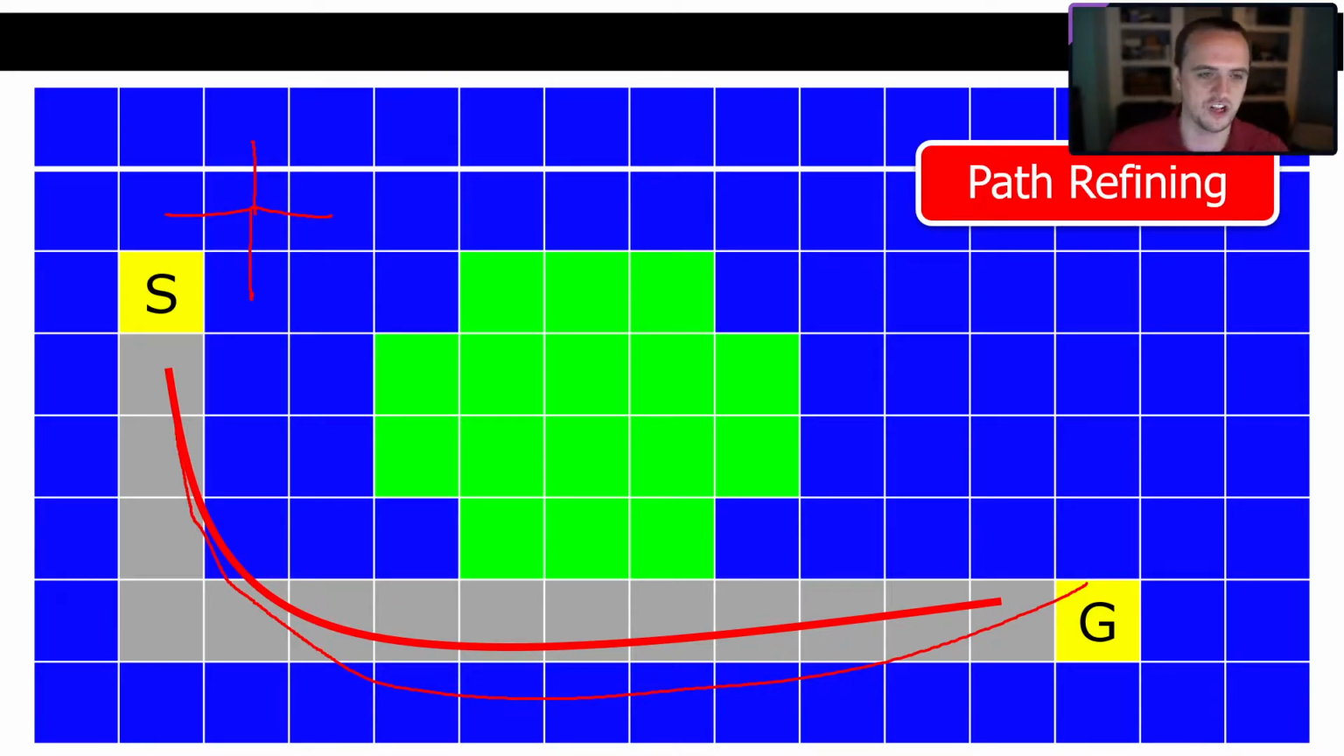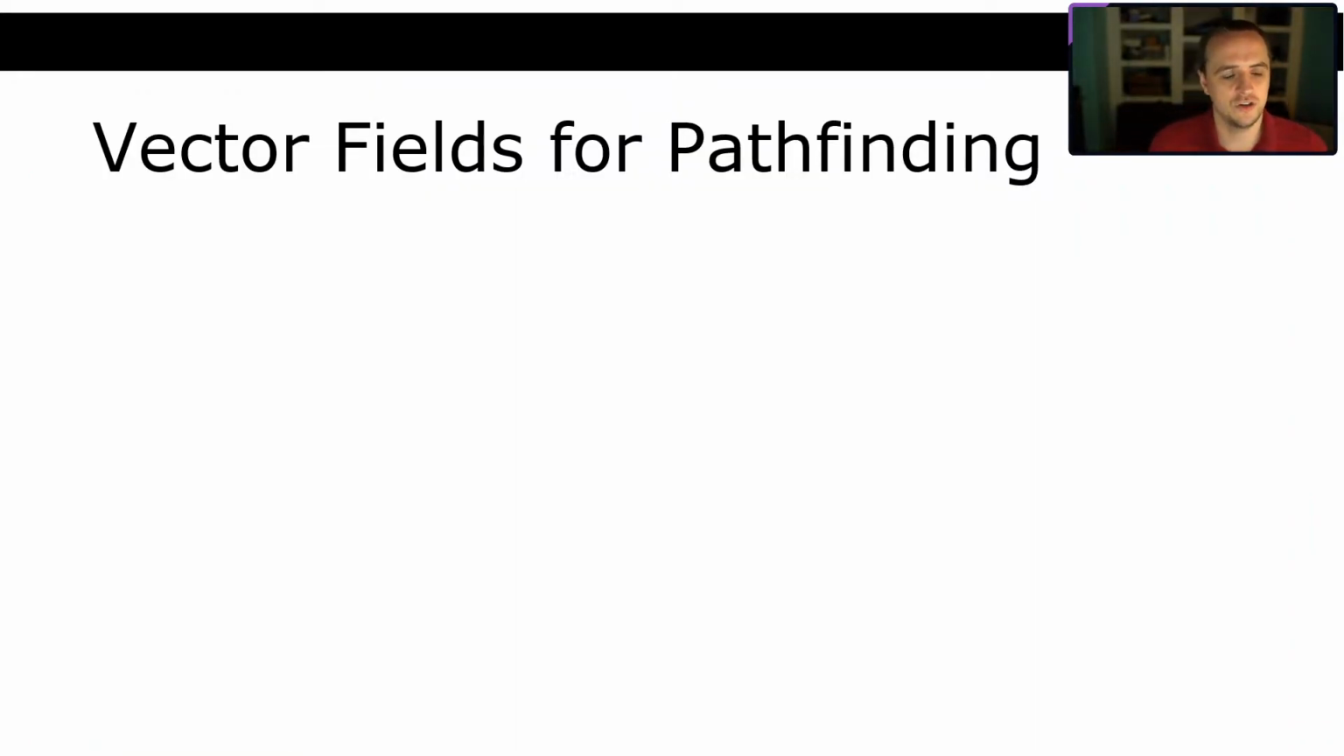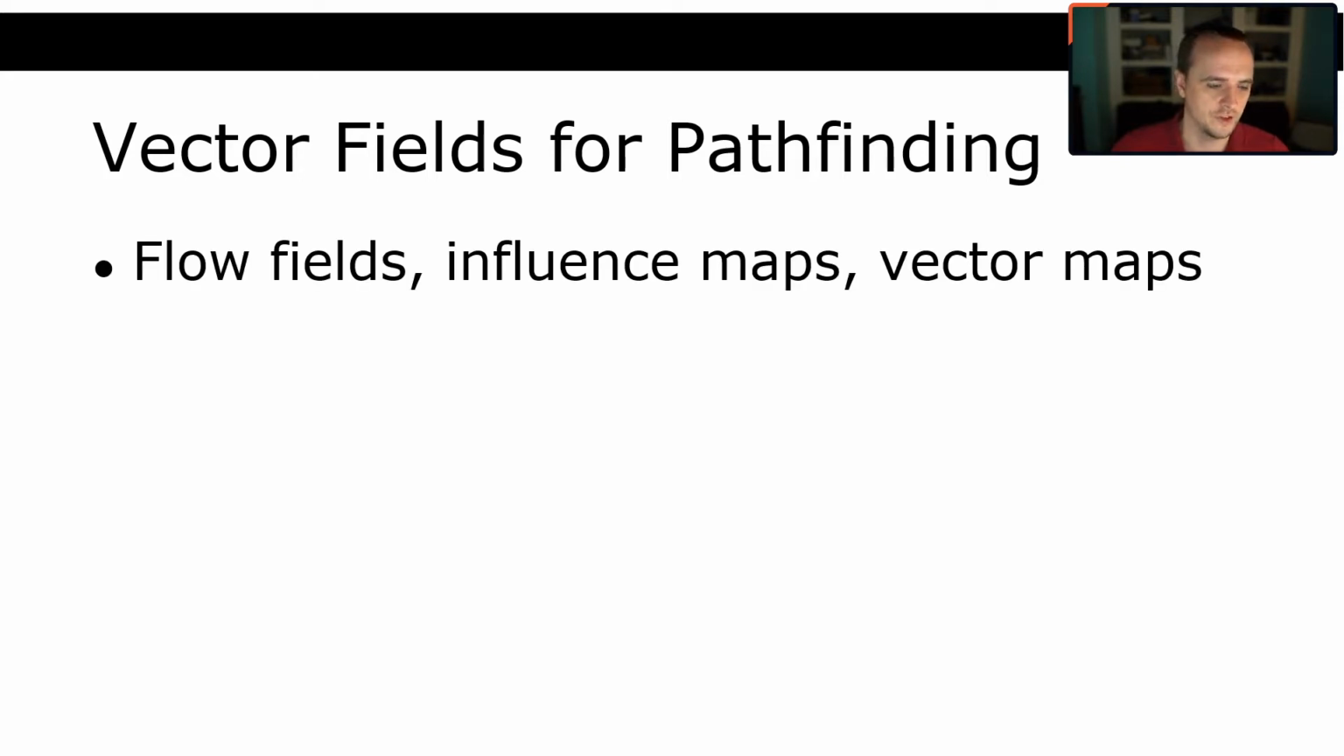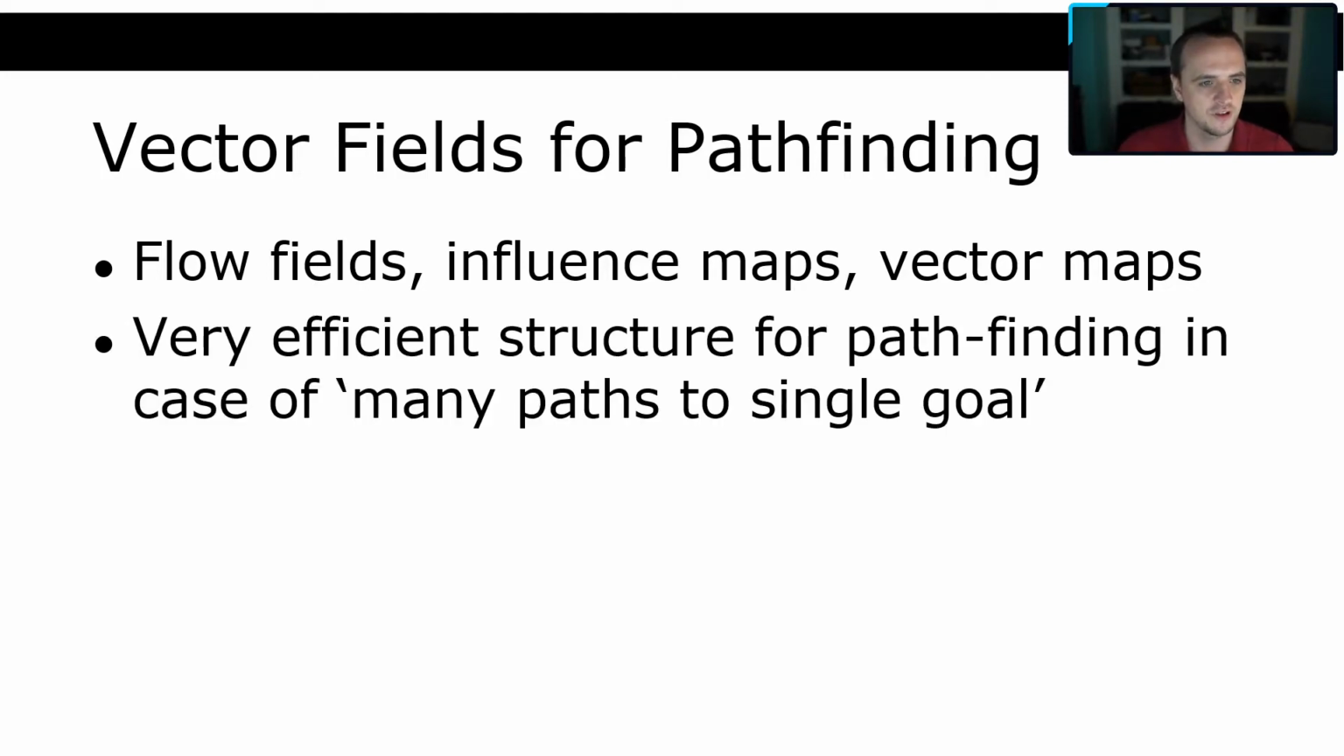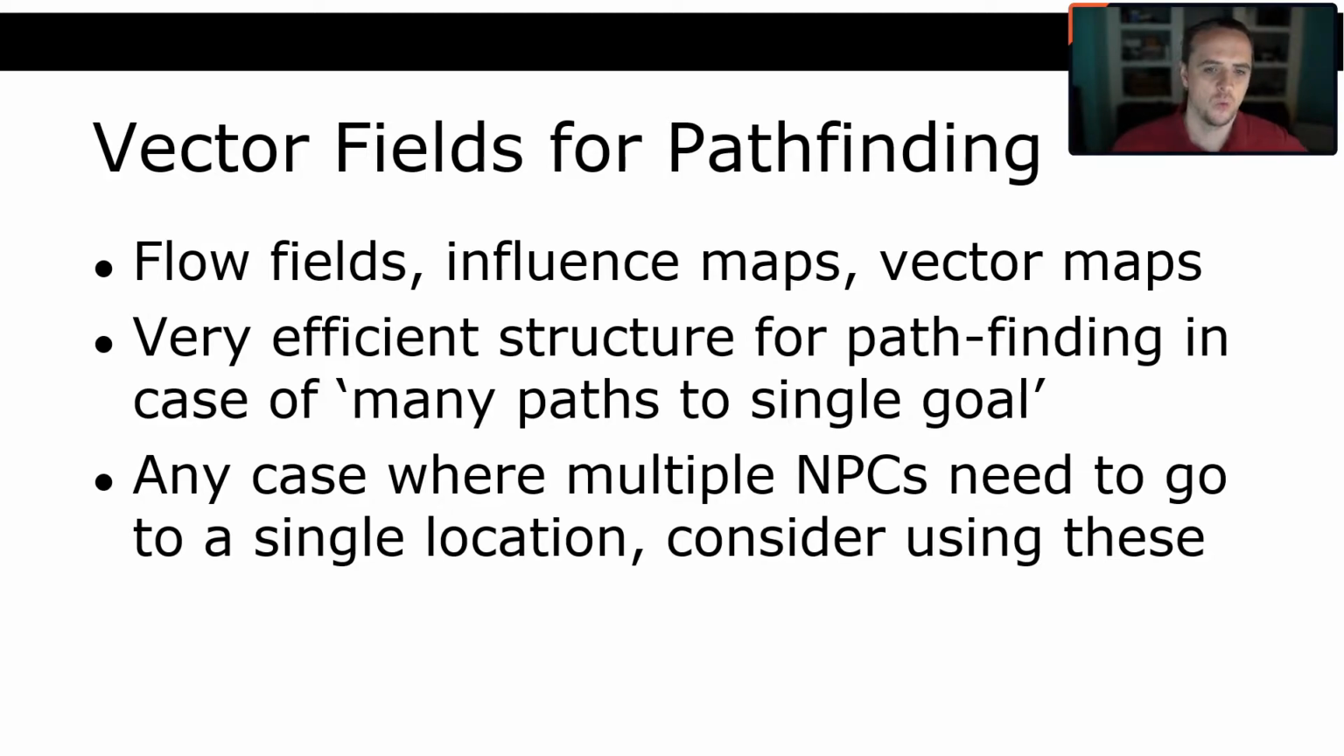Beyond the basic search algorithms that you've seen, I'm just going to name a couple of different ways that you could also do pathfinding. One of them is called vector fields. Sometimes they're also called flow fields or influence maps or vector maps. And they're a very efficient structure for pathfinding in cases where you want to go many paths to a single goal. Any case where multiple NPCs need to go to a single location, I would consider using a vector field. And I'll show you what a vector field is in a second.